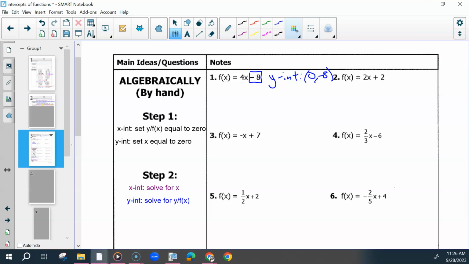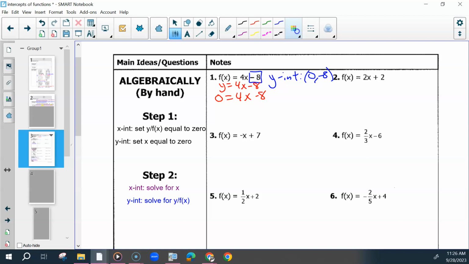For our x-intercept, if we're solving this algebraically, we know our x-intercept, our y-value is 0. So if this helps, you can replace this f of x with y, rewrite it. And then where y is, you're going to put 0 in. So you're going to replace the value. And then we're just going to solve for x.